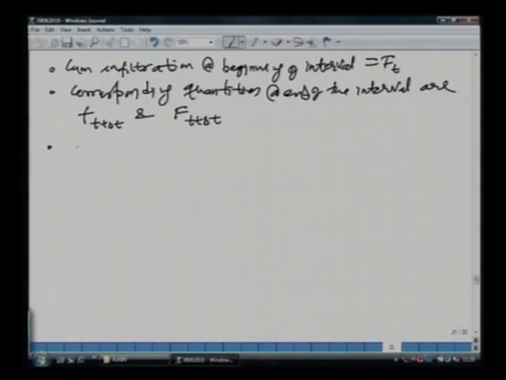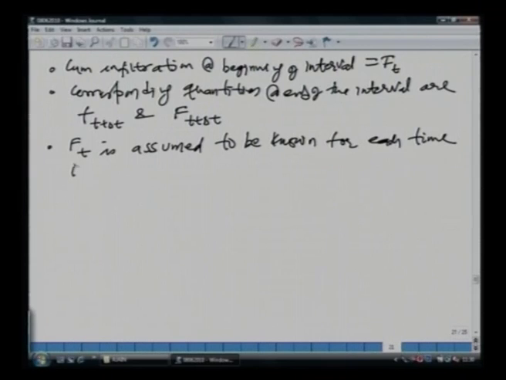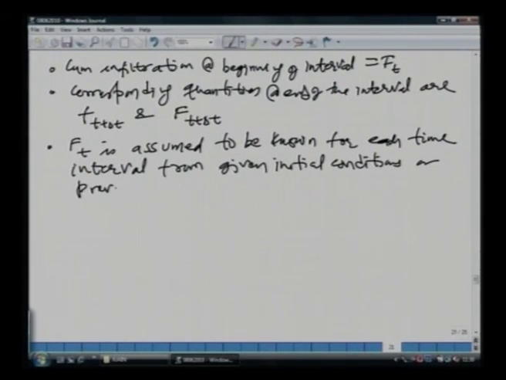And the main concept is that the capital F of t is assumed to be known for each time interval, from the given initial conditions or the previous time step computations.